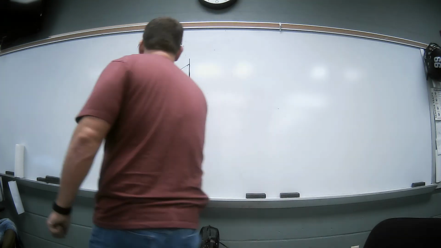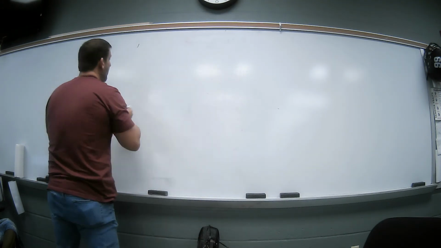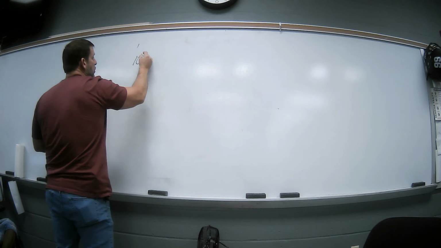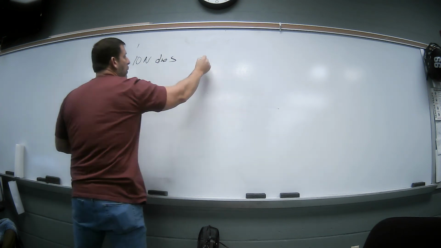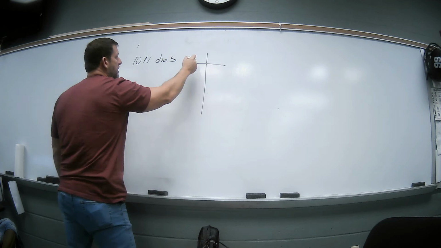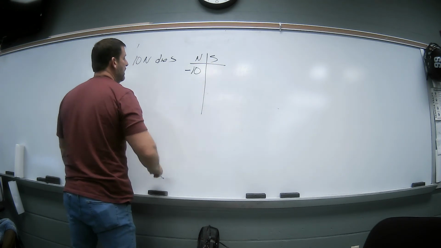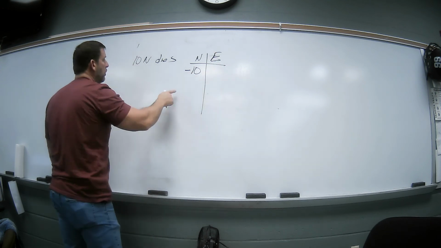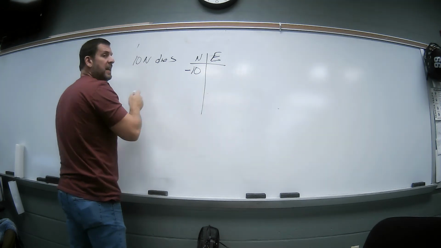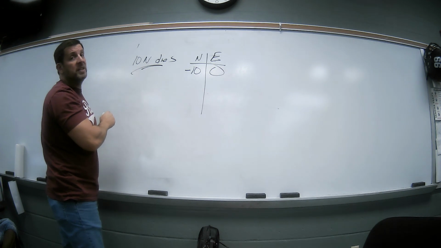What if I have a vector that says 10 newtons due south, how do I write that? Well, what's the northward vector? Negative 10. Let's try that again. Northward is what? Negative 10. What's the eastward vector? Zero. I love these types of vectors, they're very simple.